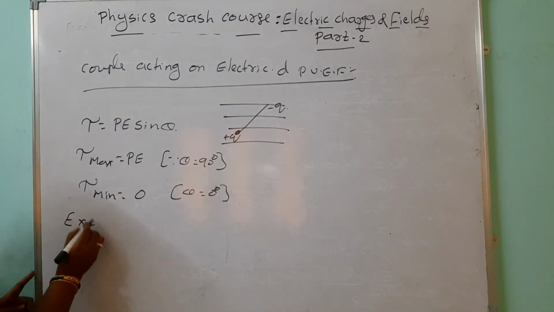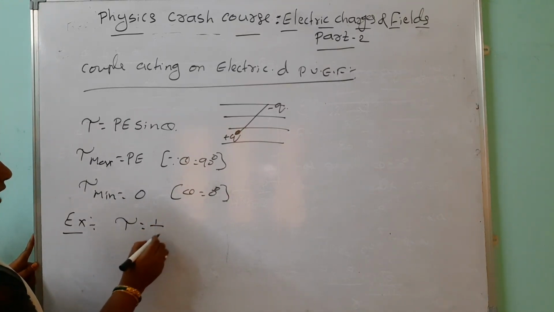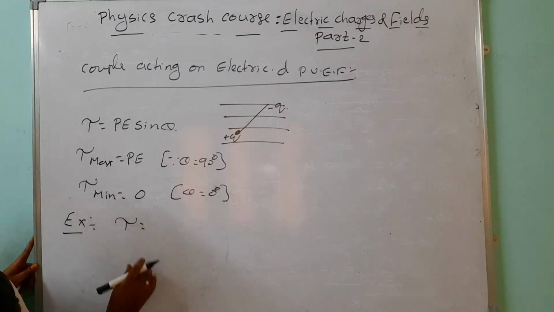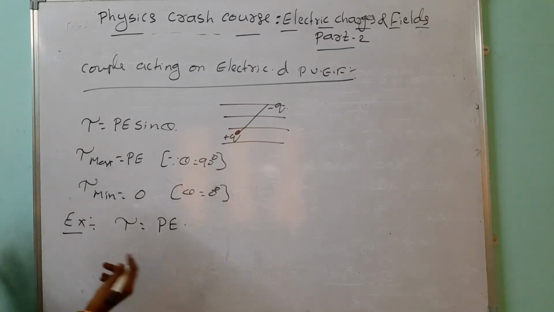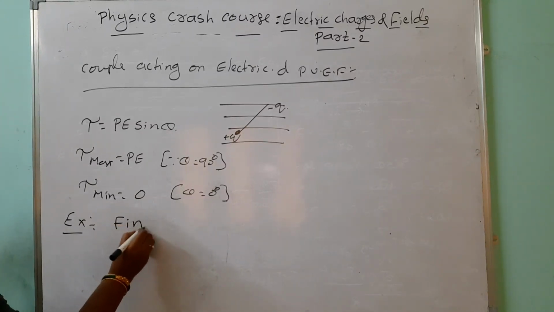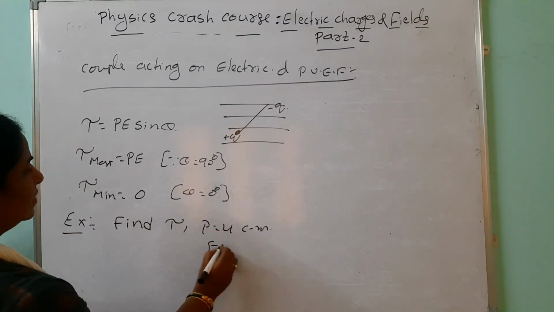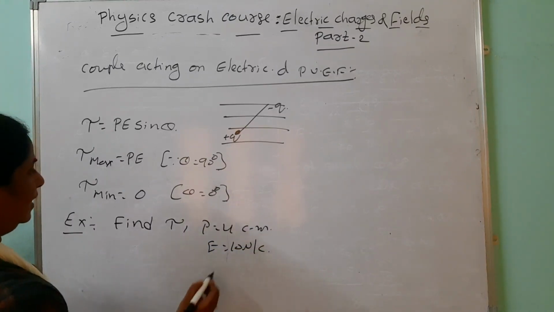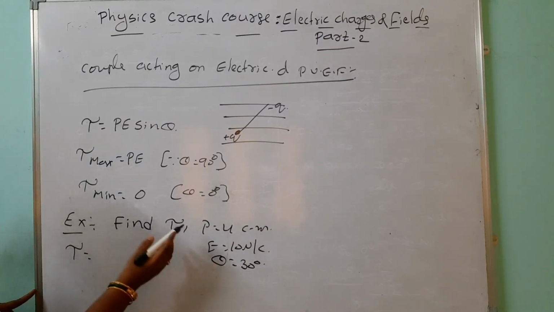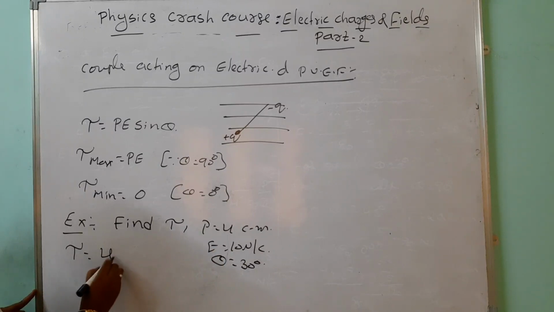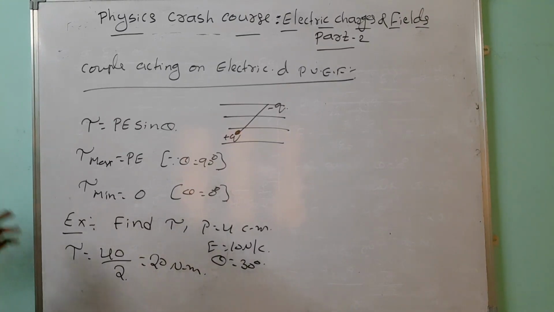One problem also we are doing. Find tau if p equals 4 coulomb meter, E equals 10 Newton per coulomb, and theta equals 30 degrees. How to find the tau in this case? See, PE is 40, and sin 30 is 1 by 2. So 20 Newton meter. Like that we have to find out.